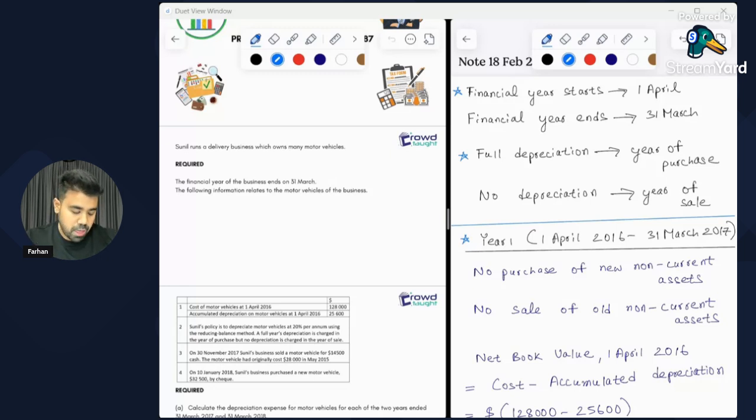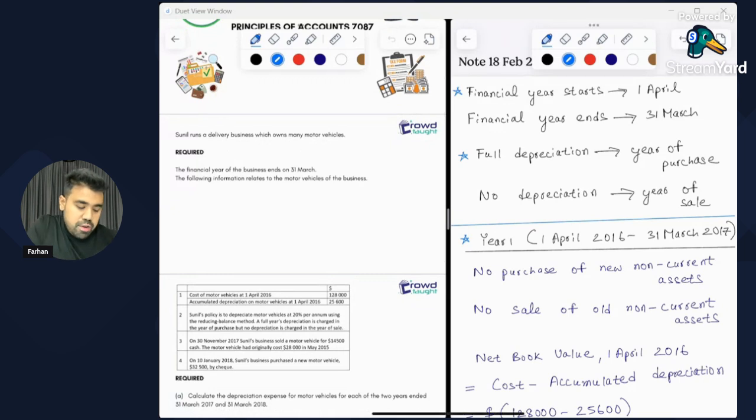So let's begin. Sunil runs a delivery business which owns many motor vehicles. The financial year of the business ends on 31 March. The following information relates to the motor vehicles of the business. So we know we are working with a business where the financial year ends on 31 March. This means that the financial year starts on 1 April and ends on 31 March in the following year.